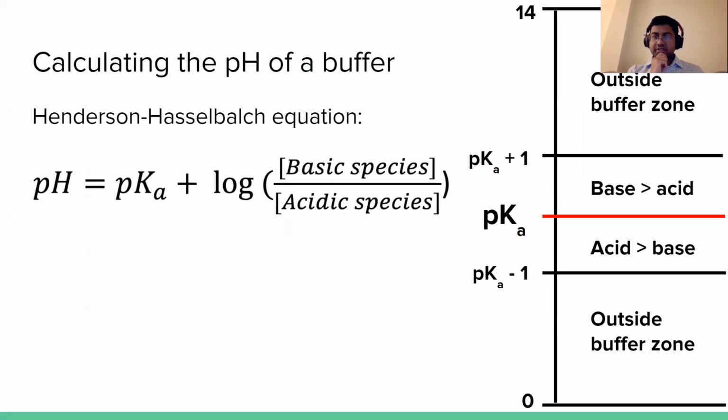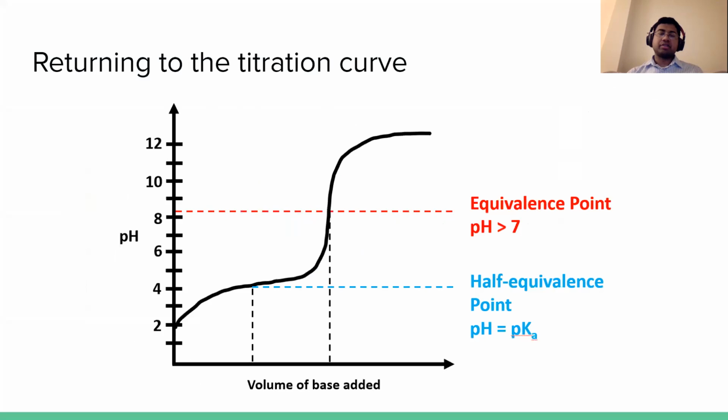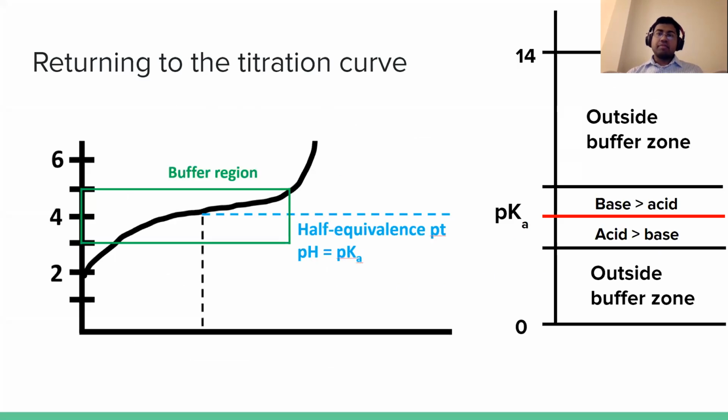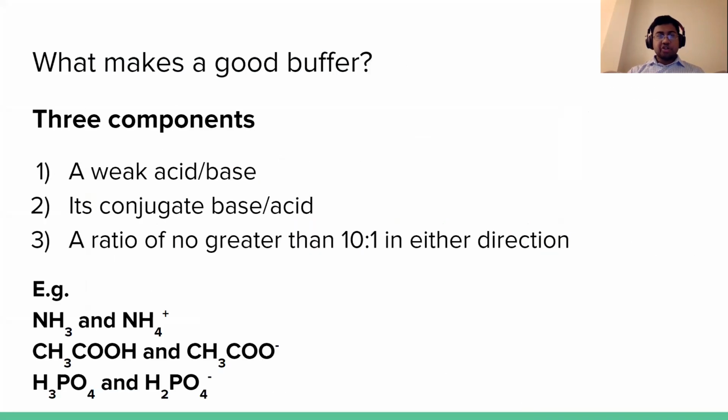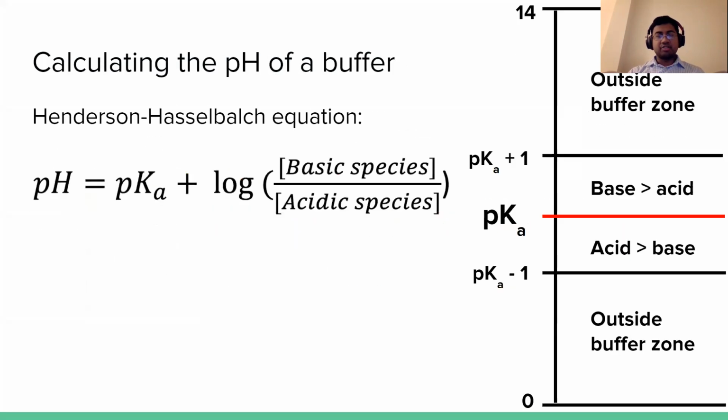Okay, so I'm going to answer. The buffer region is centered at the half equivalence point, and the half equivalence point is where conjugate base and acid are equivalent in concentration. Do you have any specific question about the last 3 slides?